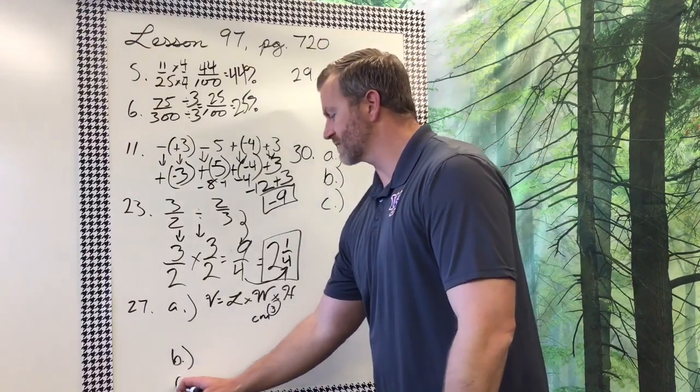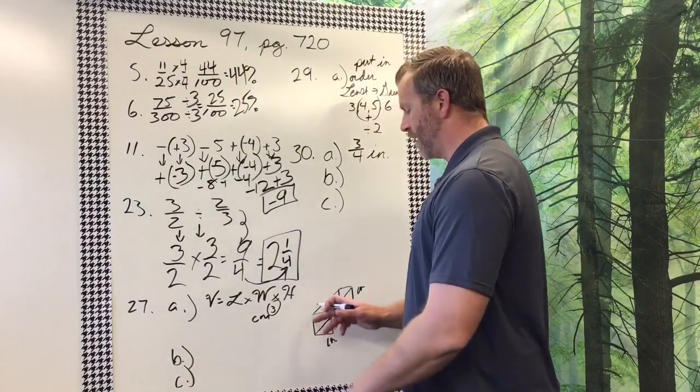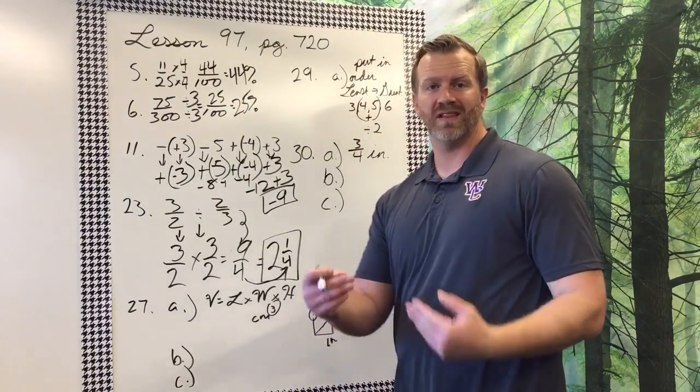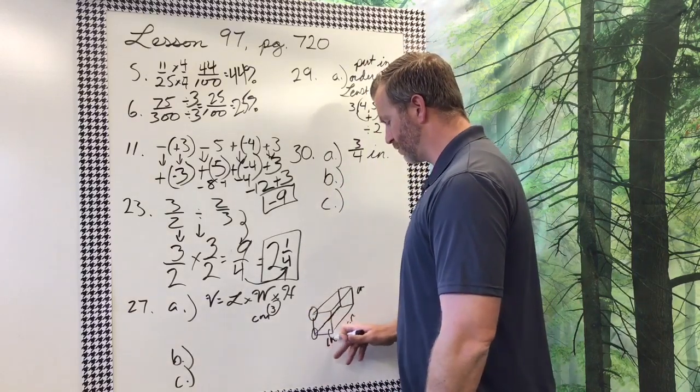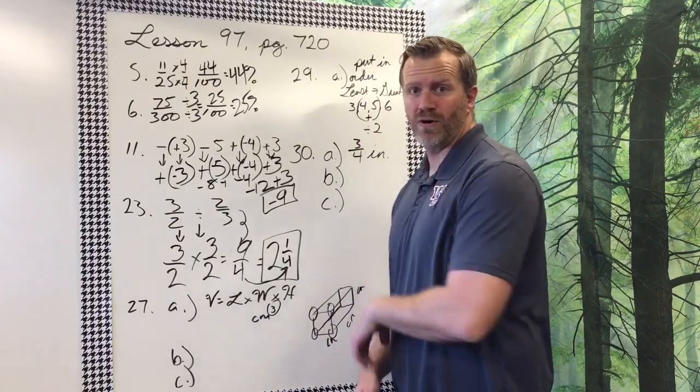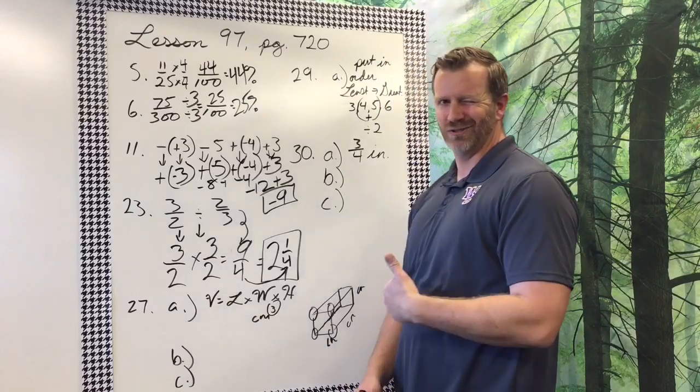I think C was asking us for vertices. Now remember, a vertice is just where the lines meet and make a point. So we got 1, 2, 3, 4, and there's some more. You can figure it out yourself because you guys are super smart.